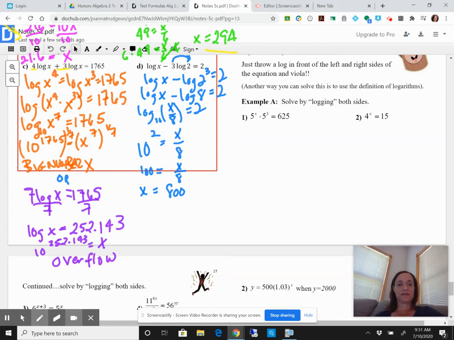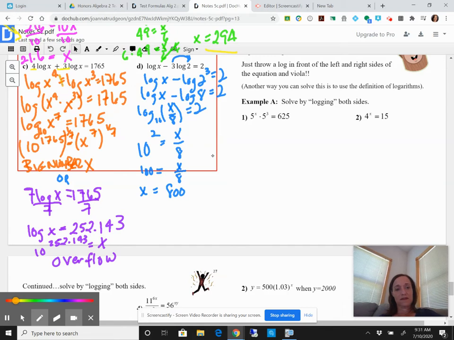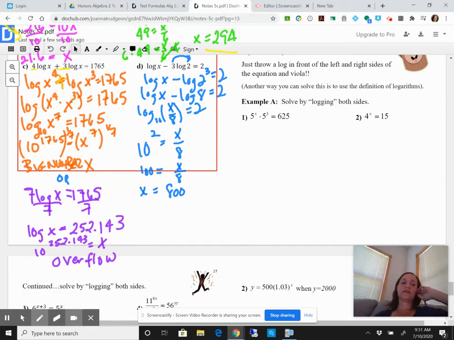So then I had log x to the 4th. That should have been a plus sign right there. And then log x to the 3rd. And then I used the product property. And so I get log of x to the 4th times x to the 3rd, which is x to the 7th.